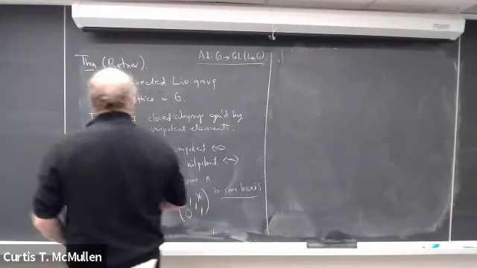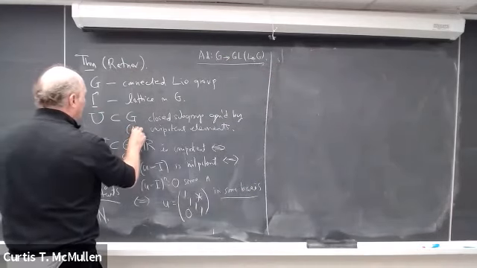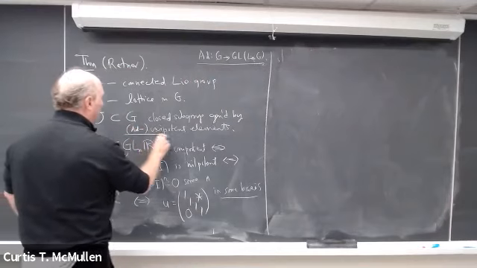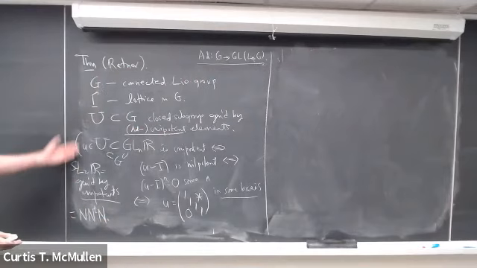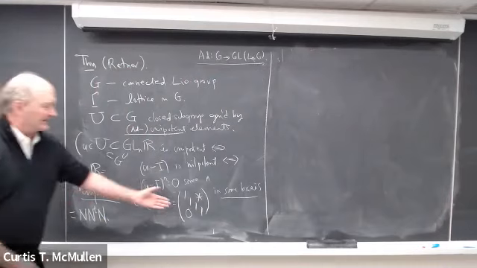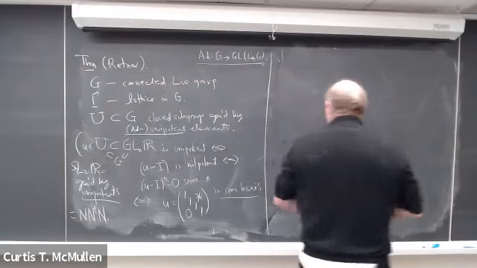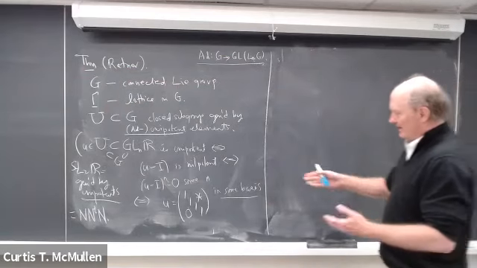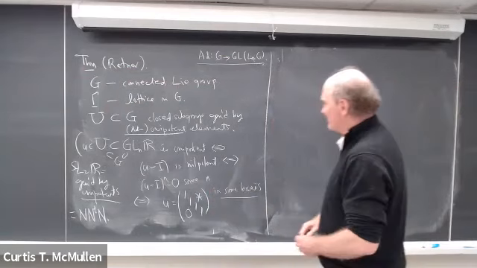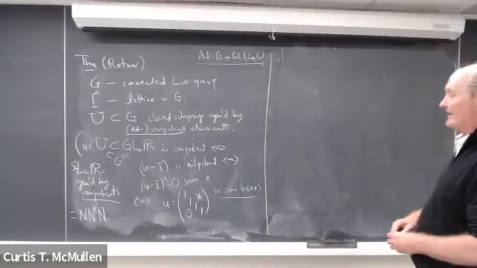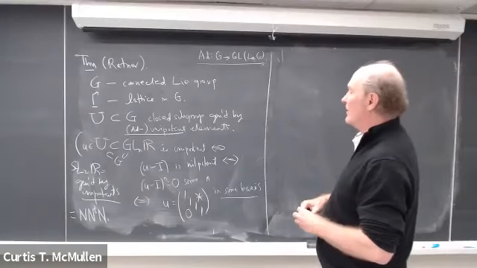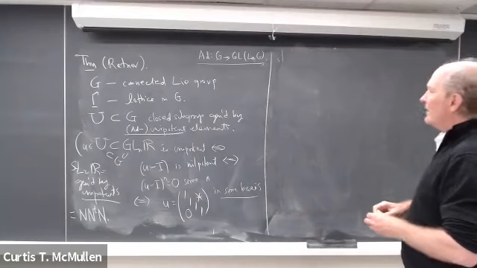So people who are real sticklers for terminology will say Ad-unipotent here. But when your group is given to you as a matrix group, it just means this. It's generated by upper triangular matrices and elements that are conjugate to upper triangular matrices with ones on the diagonal, or elements whose eigenvalues are all 1.